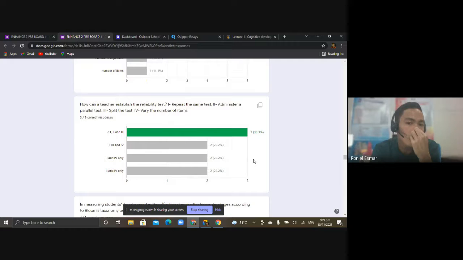No, that's not how you measure the reliability of a test. That's why it should be 1, 2, and 3.